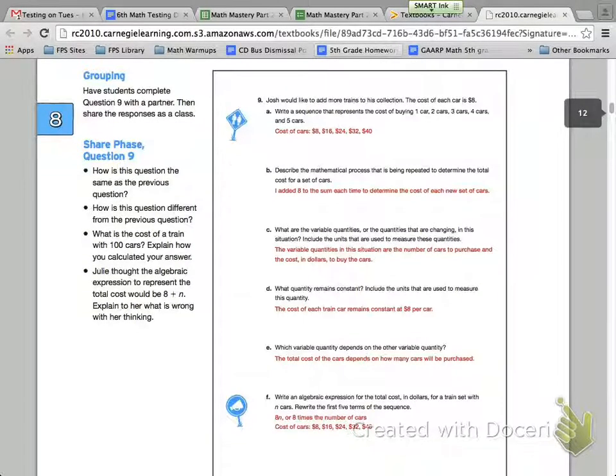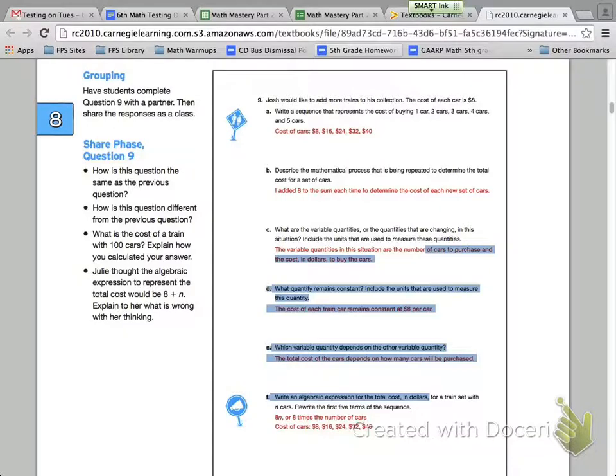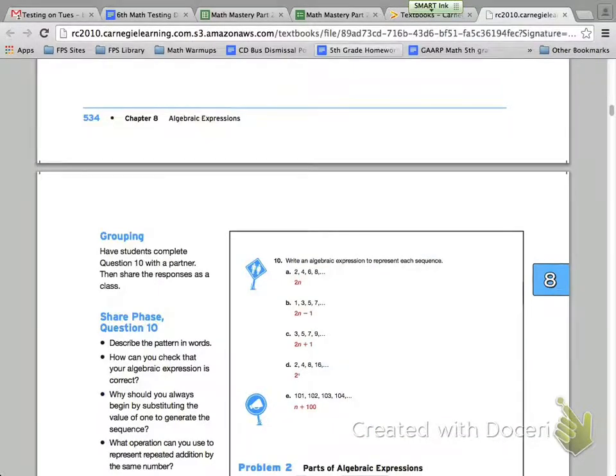Now, F said to write an algebraic expression for the total cost in dollars for a train set with n cars. It says rewrite the first 5 terms of the sequence. So an algebraic expression would be 8n, or 8 times the number of cars. And then the cost of the cars would be $8, $16, $24, $32, and $40. The last part of your homework assignment was problem 10. It said to write an algebraic expression to represent each sequence.